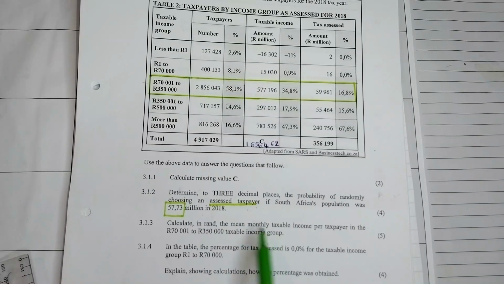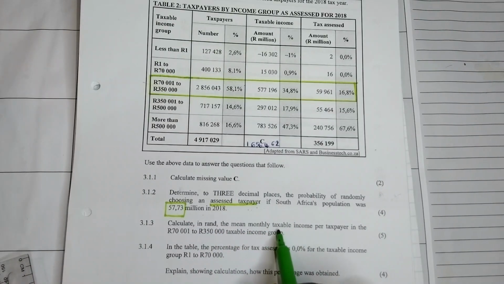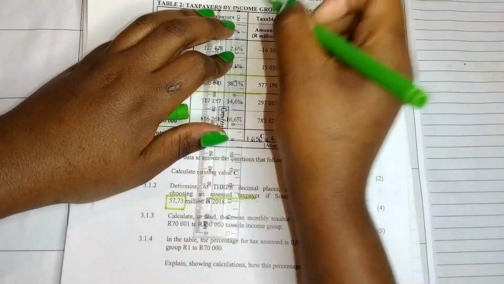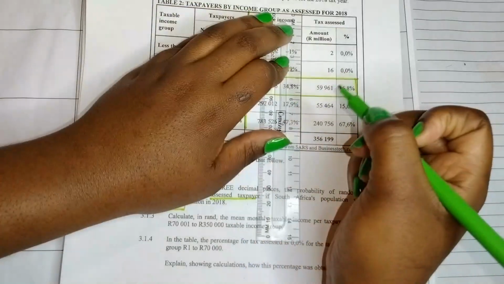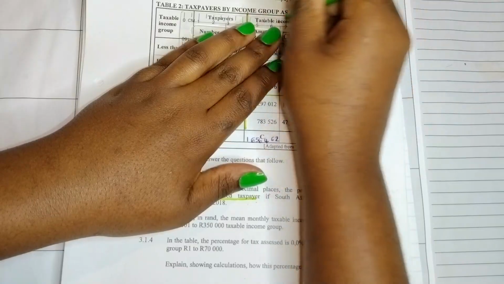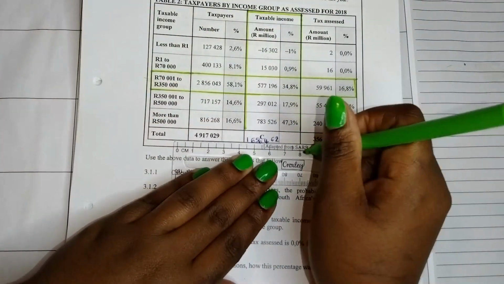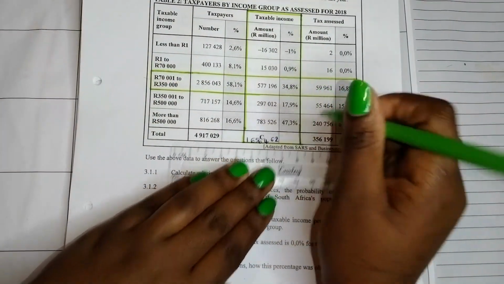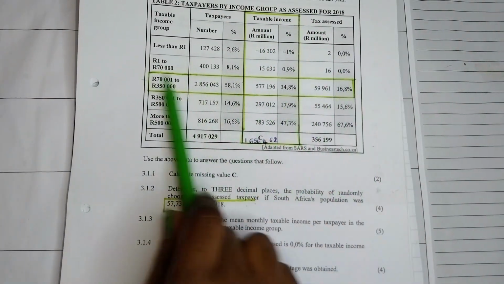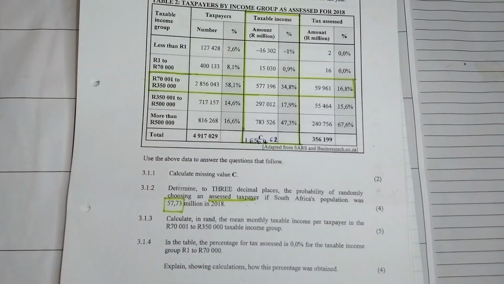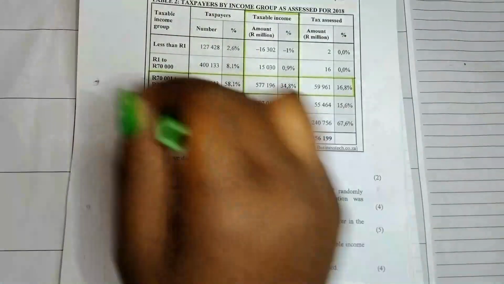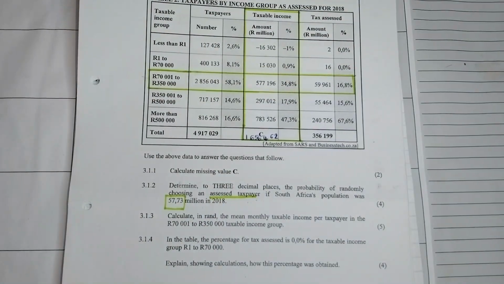We are told that we want to calculate the mean monthly taxable income, right? So we're going to be looking at the taxable income column. Right. So we're going to be focusing on the taxable income column, and we're going to be focusing on the 70K to 350K row. So these are the two sets of information we are going to be focusing on.